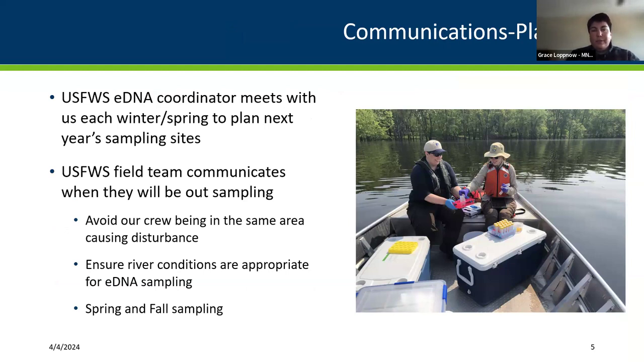The Fish and Wildlife Service field team then communicates with us when they will be out conducting the sampling. This helps make sure that our own crew is not causing a disturbance or introducing some sort of confounding factor that might influence their results. It also helps make sure that we can provide them with up-to-date data on the river conditions so that they're appropriate for the eDNA sampling to occur. And they sample during both spring and fall. Next.